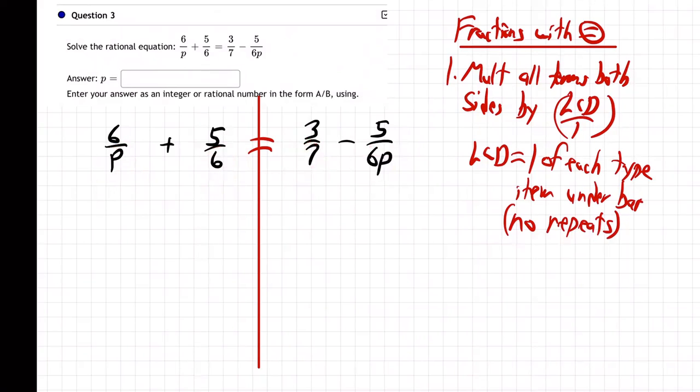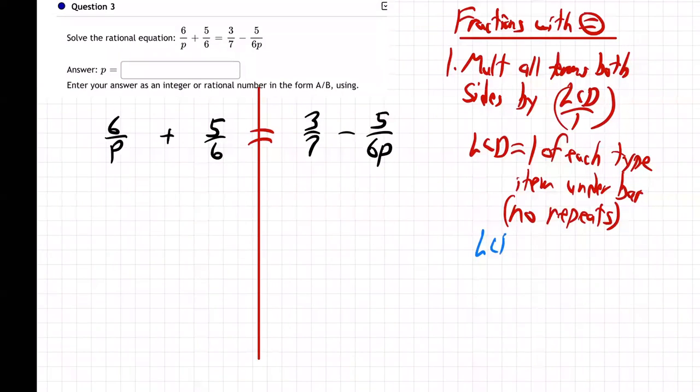And you multiply that over 1. So the LCD over 1 is going to be 6 times 7 times P over 1. Or you could make it 42P over 1. Same thing, but let's go ahead and write 6 times 7 times P over 1. It doesn't matter what order you put them in, the 6 first, then the P, then the 7. Put the P in the front, the middle, the back, whatever. None of that matters. You just got to have all of those items.